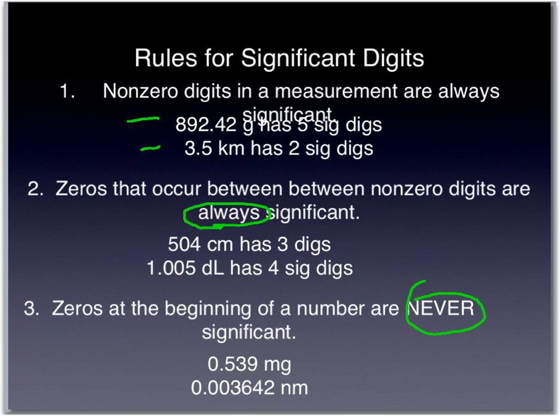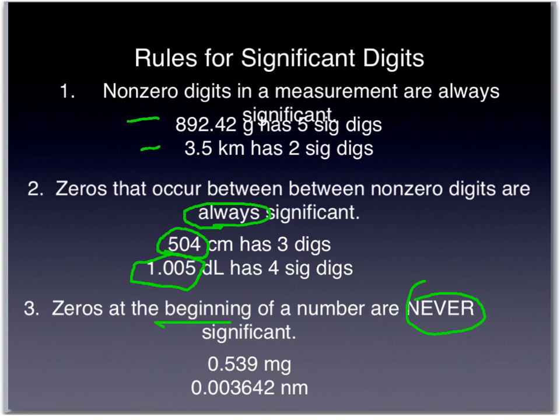Zeros are always significant when they're sandwiched between 2 non-zero digits. So like this one, that's a captured or sandwiched zero. Both of those are. So that has 4 significant digits. This 0 is stuck between the 5 and the 4. That has 3 sig digs. And so captured zeros are always significant.